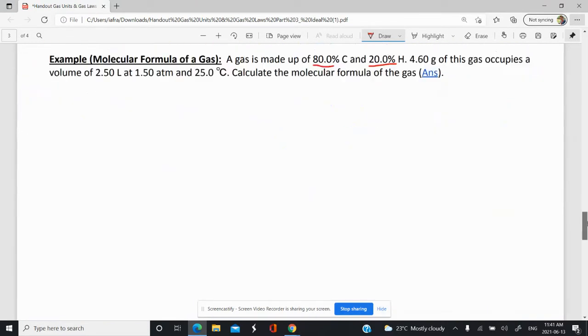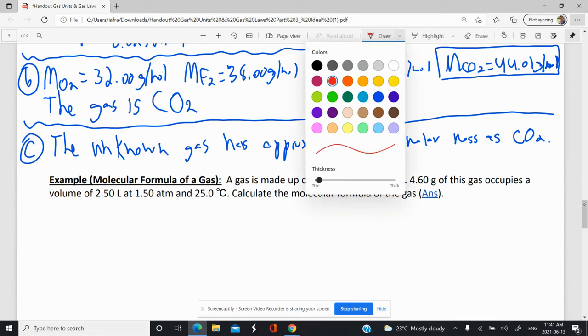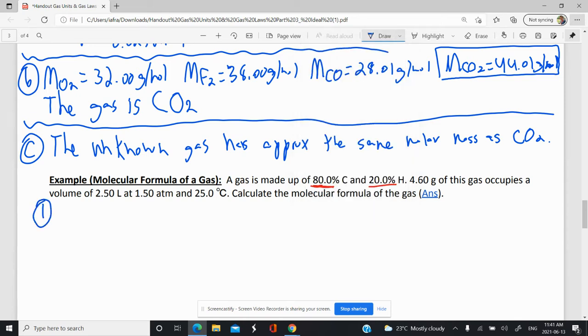In this video, we're going to take a look at how to calculate the molecular formula of a gas given some information about the percent composition of that gas. So if you remember from Unit 3, you'd have to find an empirical formula first, and then you'd have to find the factor between the molecular molar mass and the empirical molar mass, and then you'd multiply that empirical by that factor, and you would get your final molecular formula.